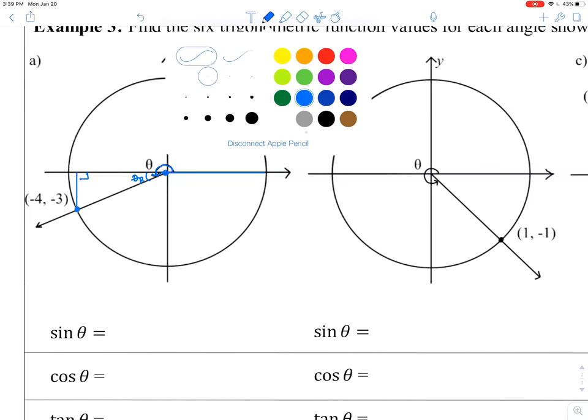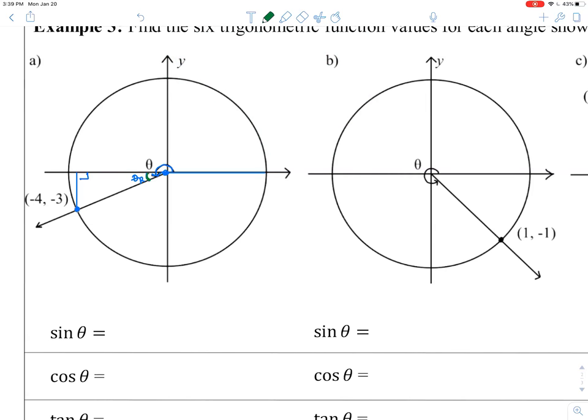All right, so let's get some measures. Let's just label this right triangle from this perspective. This is my opposite. Here's my adjacent. Here's my hypotenuse. Now let's convert that to some other information. Okay. If I measure out this direction, this is my X coordinate, right? Which happens to be negative 4. If I go down here, this is my Y coordinate, which happens to be negative 3.